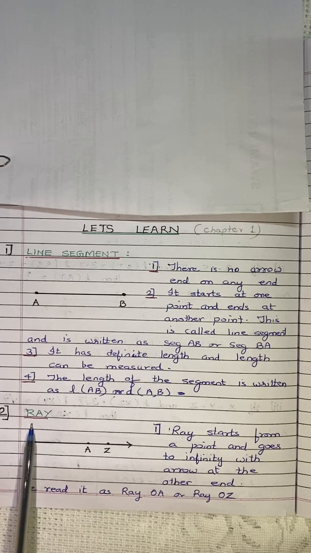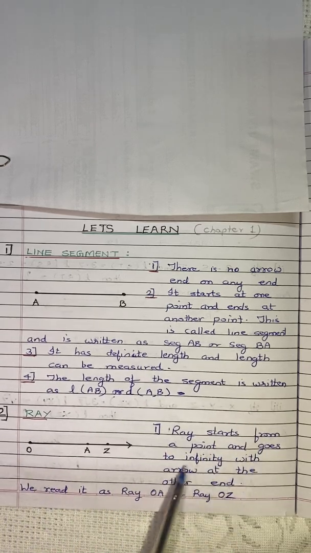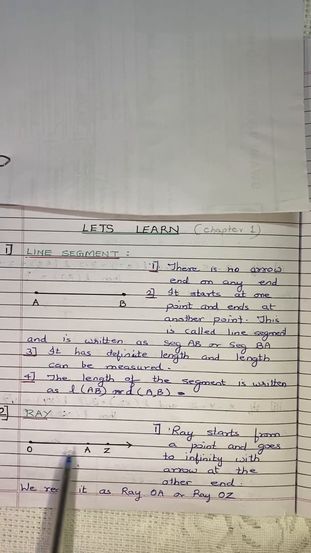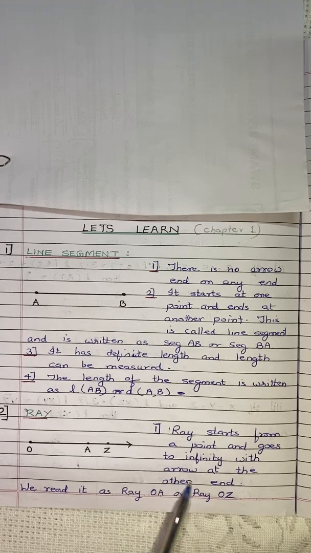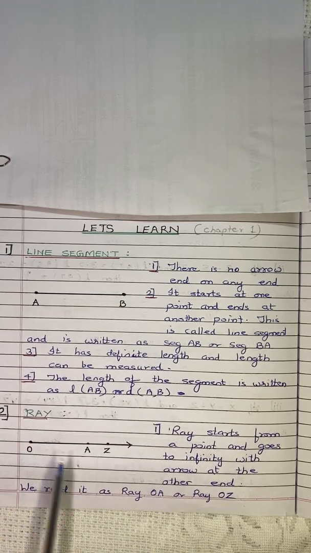Second one, ray. A ray starts from a point and goes to infinity with an arrow at the other end. We read it as ray OA or ray OZ.